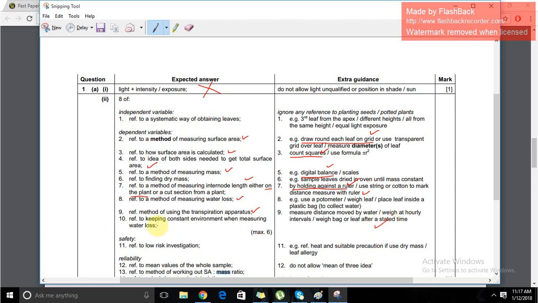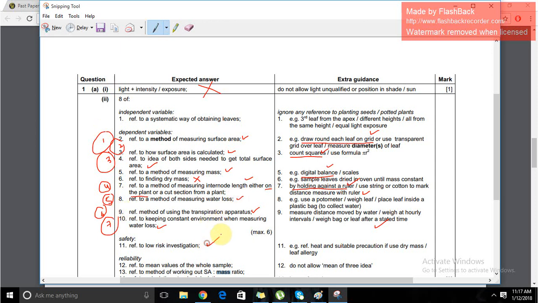Reference to keeping a constant environment when measuring mass. 1, 2, 3, something I missed out on, 4, 5, 6, 7. So 6 marks guaranteed from this portion.